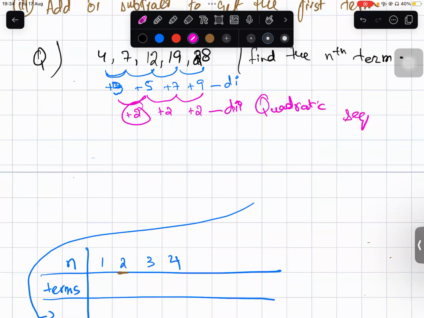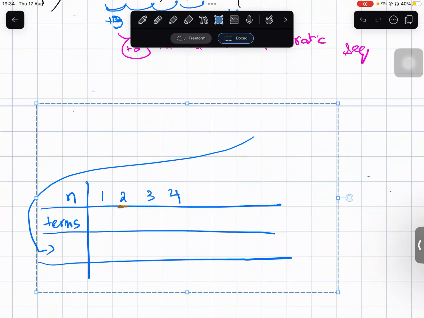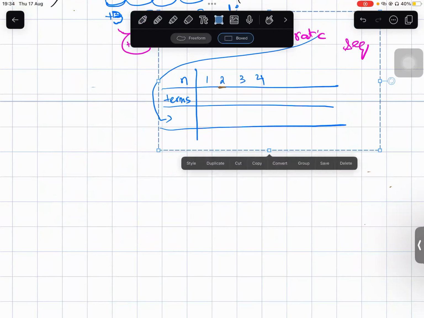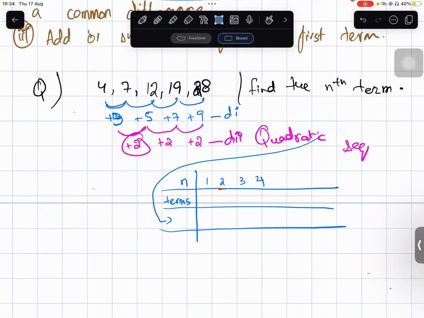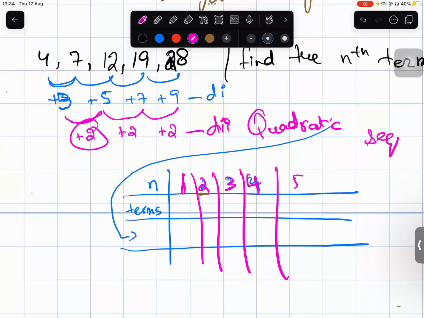Now, the second step is the same as we did last time. You need to make the table. Bring this table here, it's easier to fit in. So you've got your terms. In our case, it's 5 terms now. The terms are 4, 7, 12, 19, and 28.